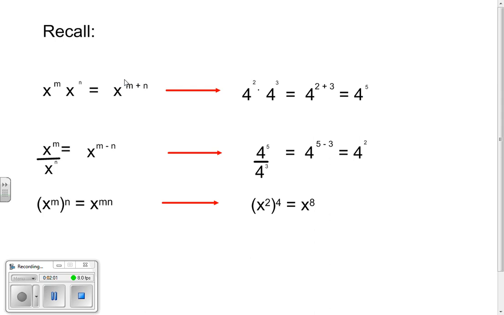In that second line, if you're dividing something on the top and the bottom of a fraction that has an exponent, you keep the big base, in this case that's an x, and you subtract the exponents. And the last one says that if you have something raised to a power, like if you have x to the m, and you raise that to another power, you multiply the exponents.